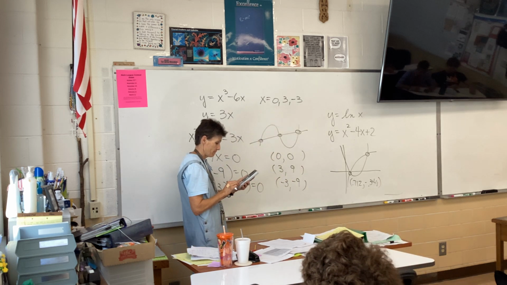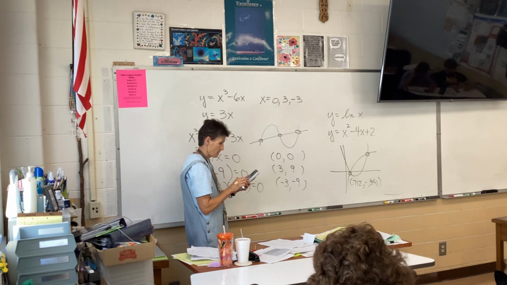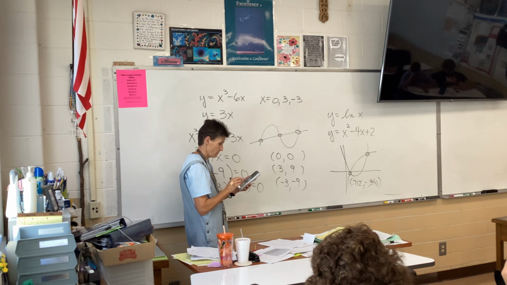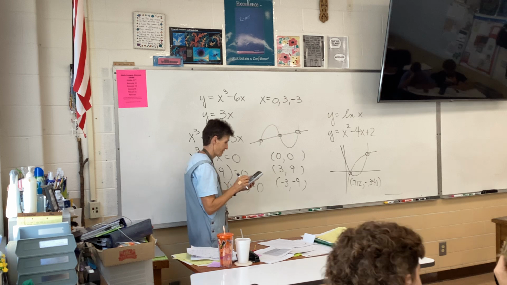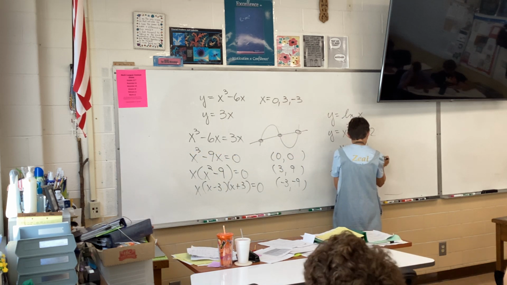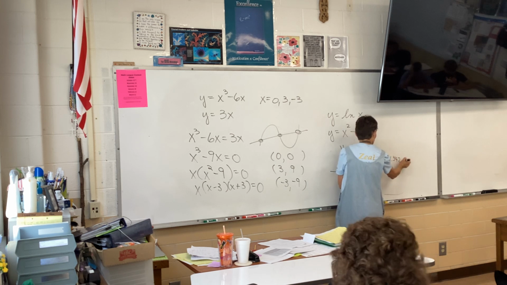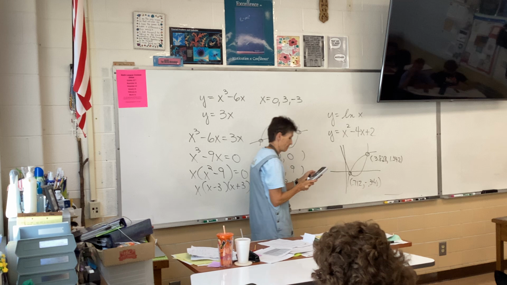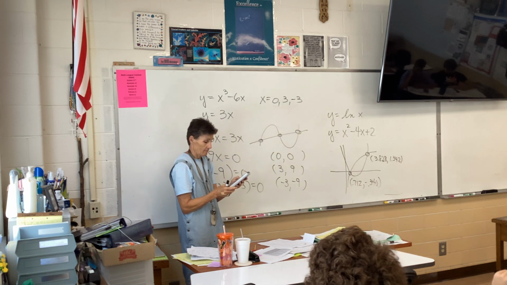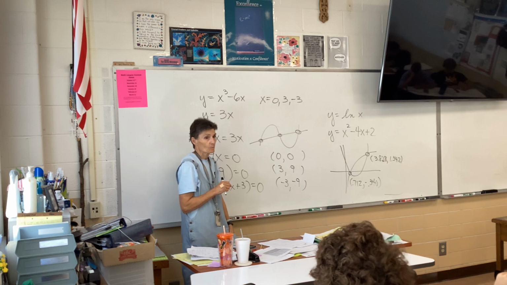Good. You guys are faster than me. And the other one is 3.828, comma, 1.342. You okay with that?